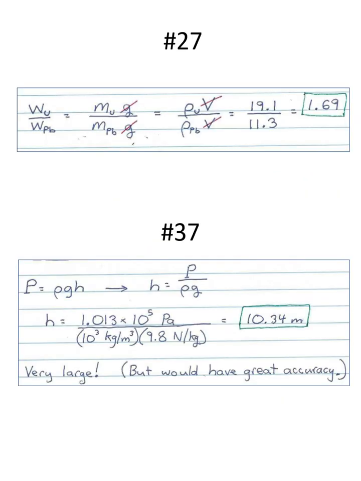Number 27, uranium depleted of its fissile isotope is used in armor-penetrating bullets because it's hard and dense. It's also mildly radioactive, making this a controversial issue. How many times heavier is a uranium bullet than a lead bullet of the same size and shape?